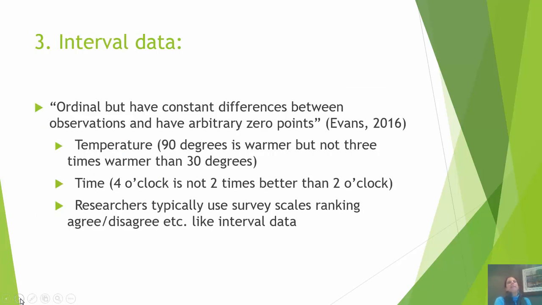And then interval data. This is ordinal, but it's a constant difference between observations, and it has an arbitrary 0 point. Easiest way to remember this is temperature. So if it is 90 degrees out, it is not twice as warm as 45 degrees. And so the numbers don't have any relationship to each other, except that they are all a specific unit apart from each other. 4 o'clock is not twice as good as 2 o'clock, and researchers typically use survey scales in this way, as interval data. And you don't want to say that somebody who gave you a 4 was twice as happy as somebody who gave you a 2 on your Likert scale. What you want to do is say that the person who gave you a 4 was 2 units away from the person who gave you 2.